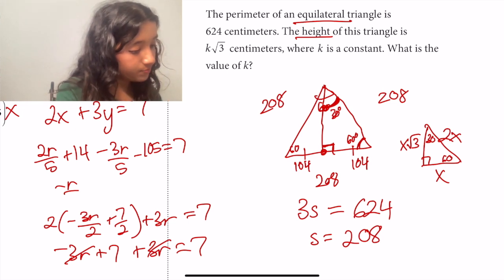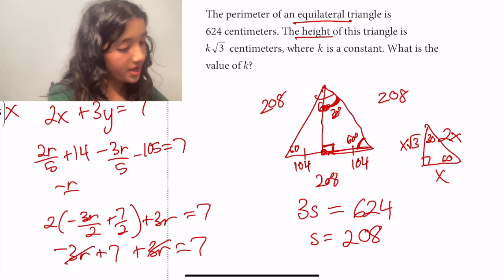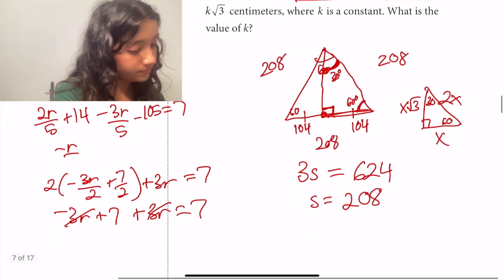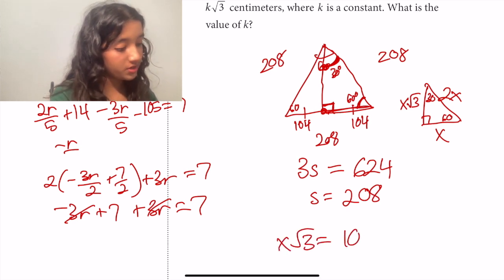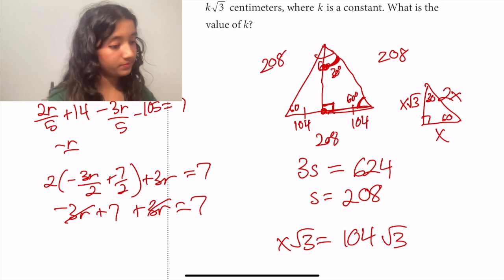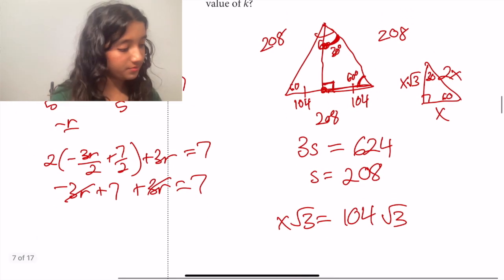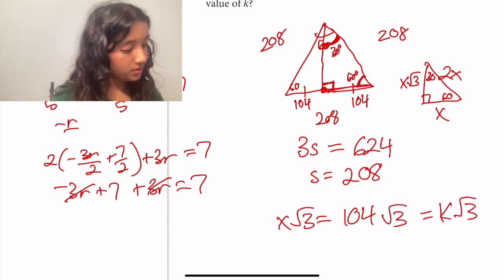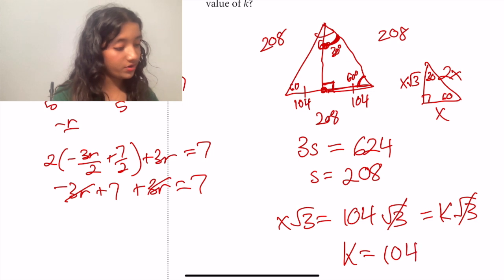So in this case, we have that x is equal to 104, and we want to find the height, which is x root 3. So x root 3 is just equal to 104 root 3. And this is equal to k root 3. So we can cancel out the root 3's and we get that k is equal to 104.